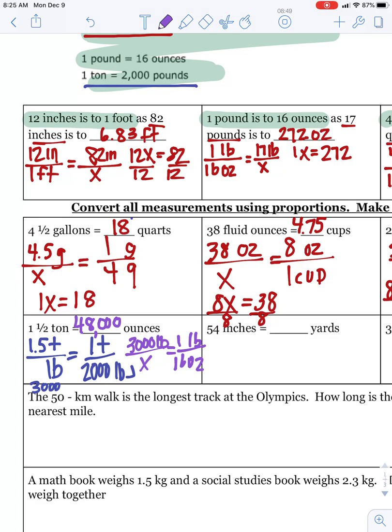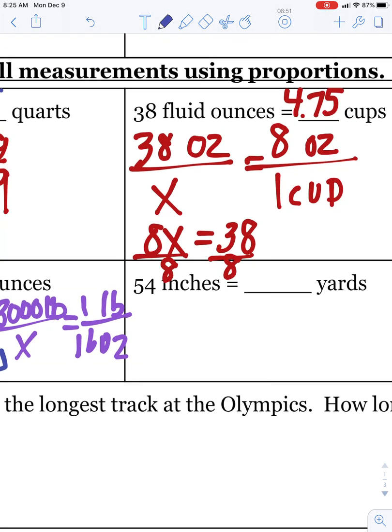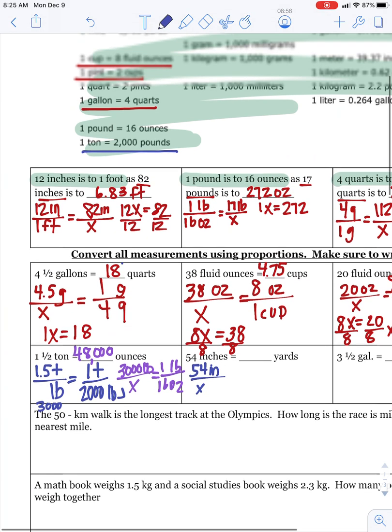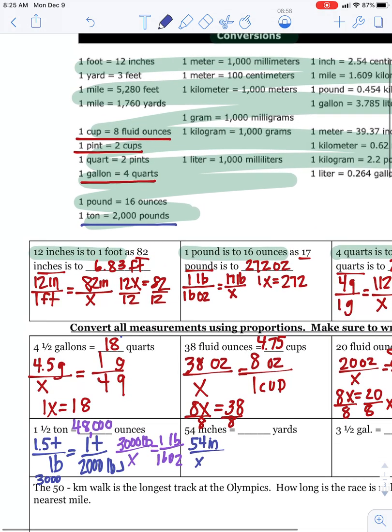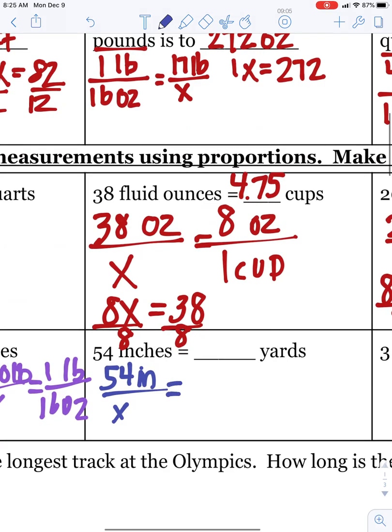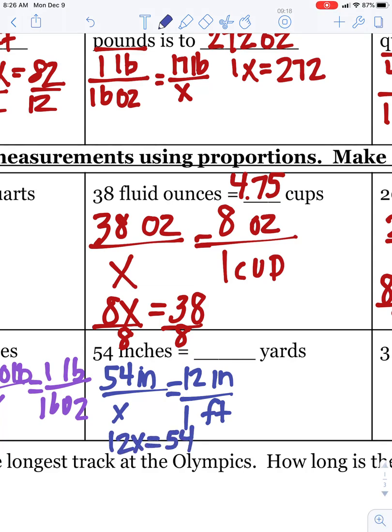On the next one, we have 54 inches, and I'm looking for yards on the bottom. And if you look way at the top, you can only go inches to feet and then to yards. So we have to do 2 again. So this is inches on top, feet on the bottom. This is probably a common one most of you know. So 12 inches is 1 foot. That's going to give us 12x equals 54. So 54 divided by 12 is 4.5.